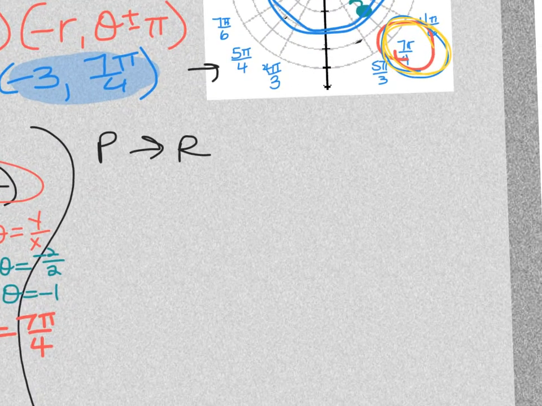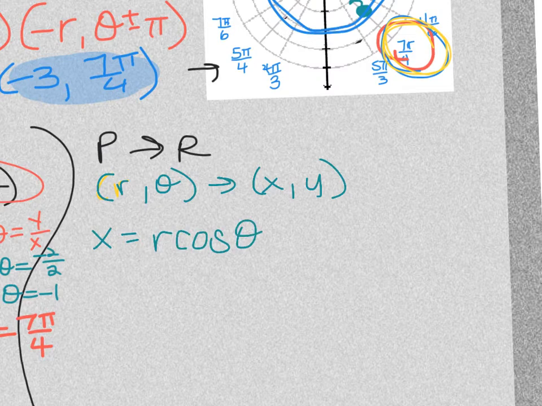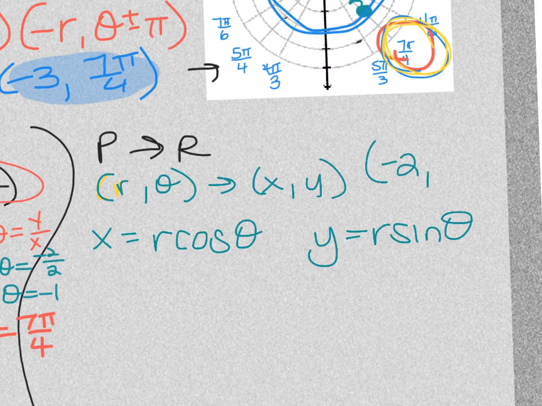So polar to rectangular, the 2 formulas to get from polar to rectangular, I'm going from r, theta to xy. So I would do x equals r cosine theta, because remember x is cosine, those should go together, and y equals r sine theta, because y is sine. So if I gave you, let's say, negative 2 and pi over 3.